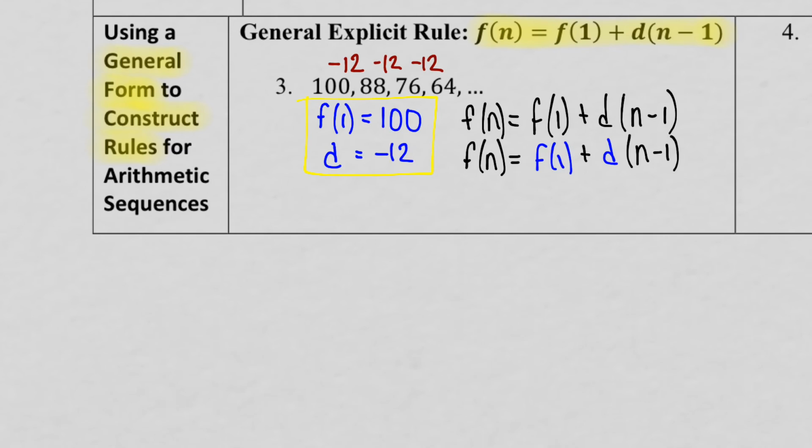Here's what I'm going to do. I'm going to take out this f of 1 and replace it with 100, because according to this, f of 1 is 100. The first term is 100. I'm going to take out d and replace it with negative 12, because the common difference is negative 12. So once I do that, I'm done.